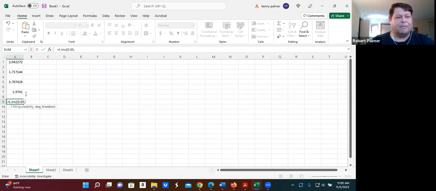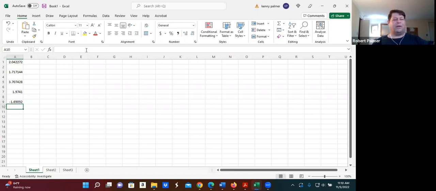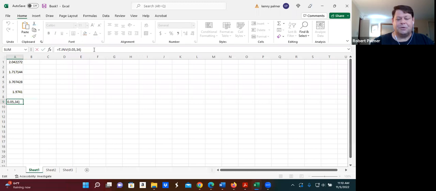So 0.05, and then 34. And our value, also probably round this off. Hang on, I must have typed the wrong thing in. What did I do? I did the wrong thing, just T this, so I wasn't being careful. Always be careful to pick the right formula. In this case, my clue was it was negative.